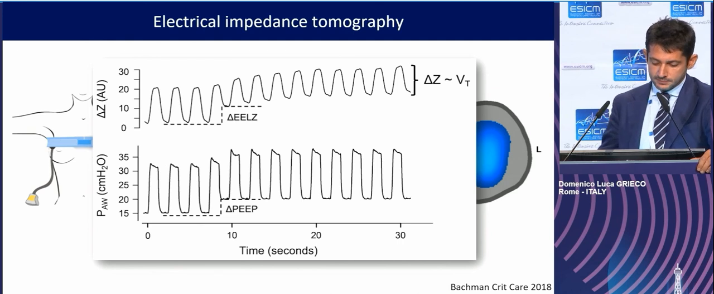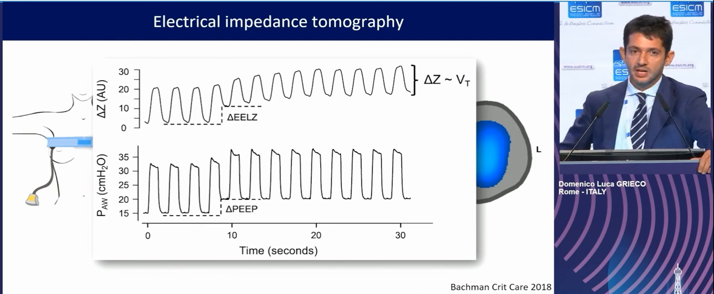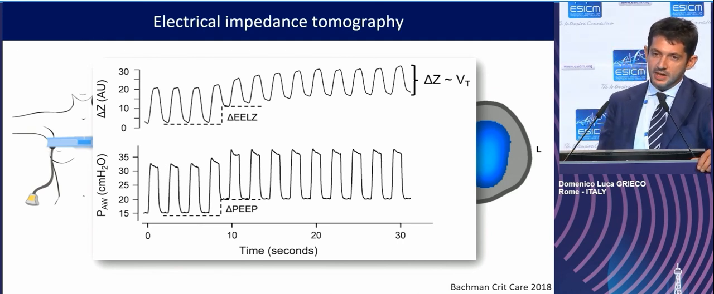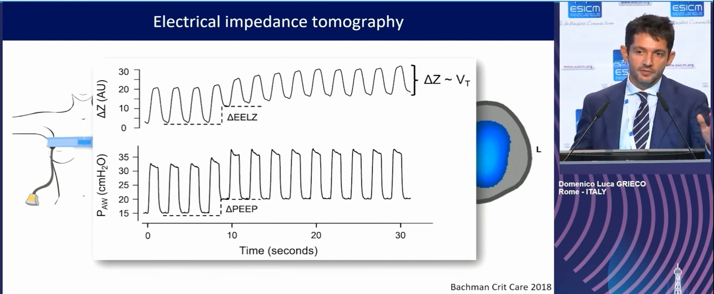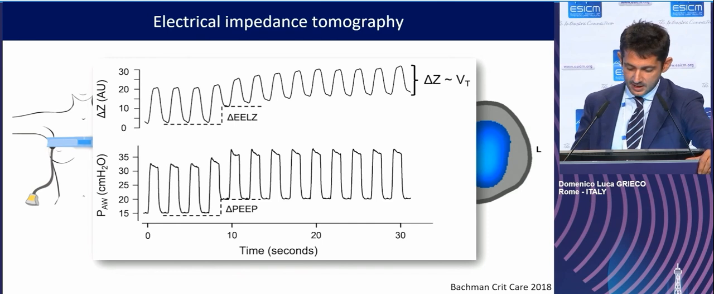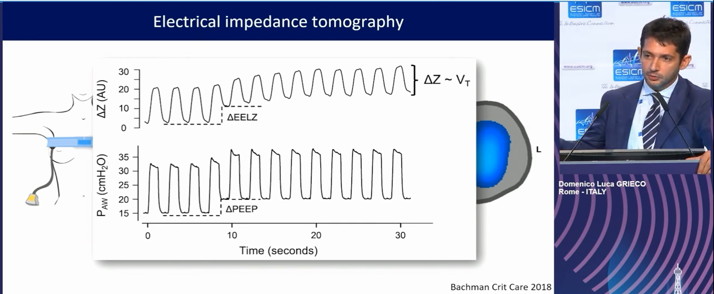So this initial slide tells you that the EIT is a tool that may really help the customization of care for ARDS patients. And you will see that this can be done both in terms of tidal volume and in terms of positive end expiratory pressure.